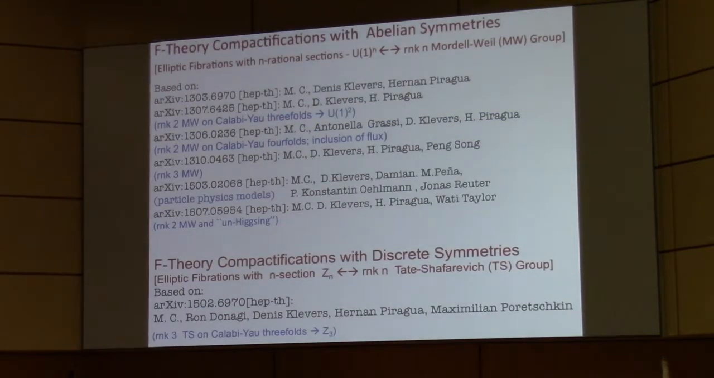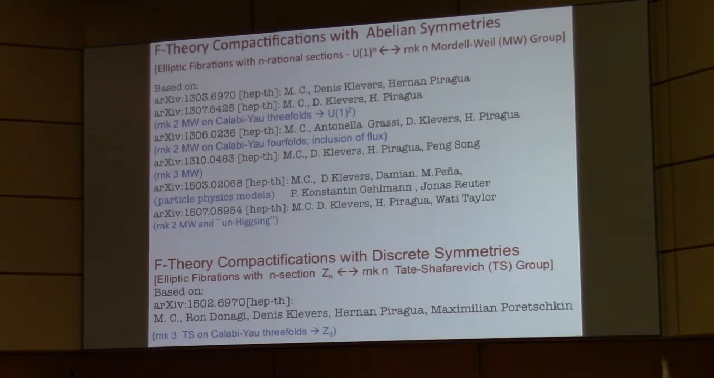Namely, I'm going to talk primarily on things I've been working on. So, in particular, on aspects of F-theory compactifications with abelian gauge symmetries that led to constructions of higher rank abelian gauge symmetries associated with higher rank Mordell-Weil groups, both rank 2 and rank 3 Mordell-Weil group constructions, which correspondingly lead to U1 squared gauge symmetries or U1 cubed gauge symmetries. What I'm going to highlight in this context is primarily work with rank 2 constructions.